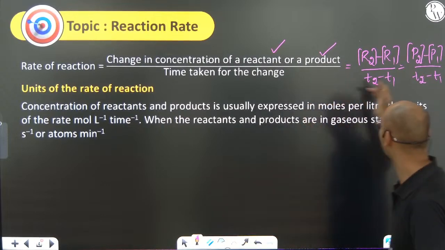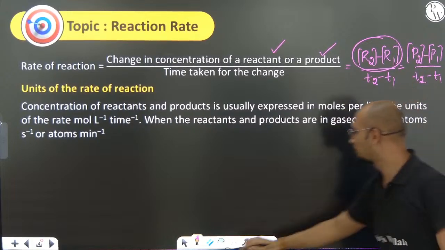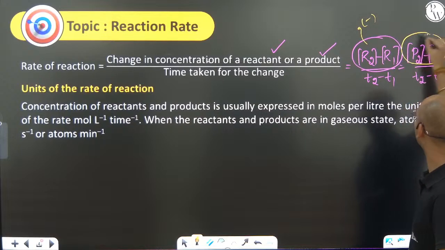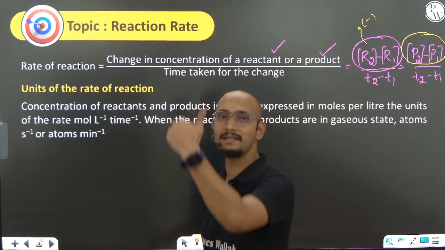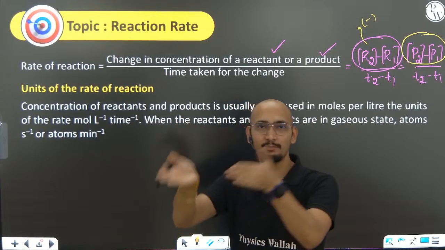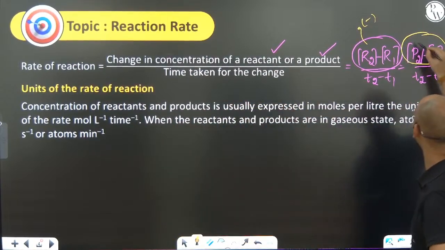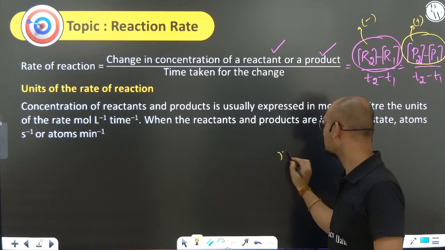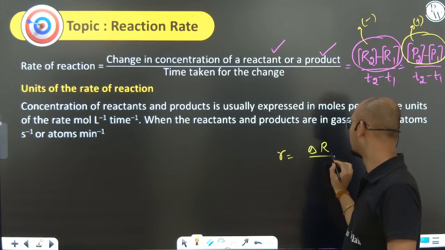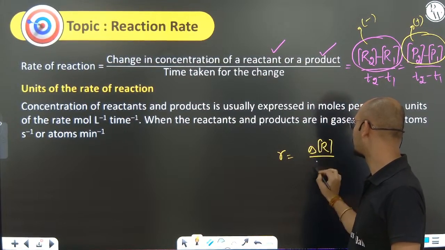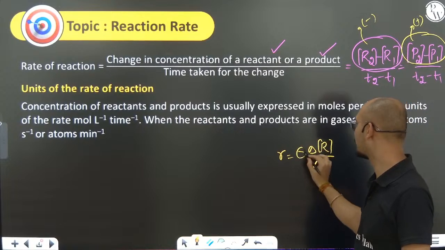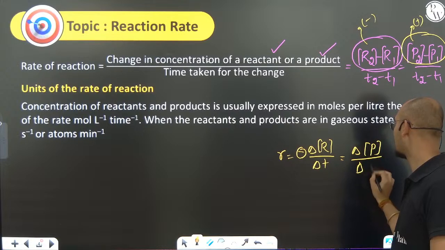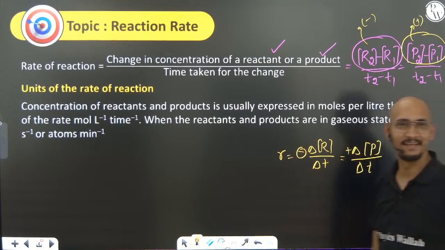So in such a case, will R2 minus R1 be positive or negative? I hope you can see that this is going to be a negative value, while P2 minus P1, because we know that products are formed in any reaction, so with time it will be increasing, so P2 will be more than P1, therefore this is going to be a positive value. So please keep in mind, if you are using rate equals change in concentration of reactant divided by change in time, use a negative sign, while if you are using product, delta P by delta T, use a positive sign. Is this okay or not?